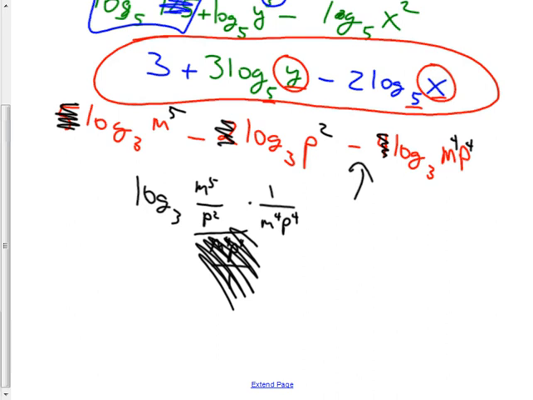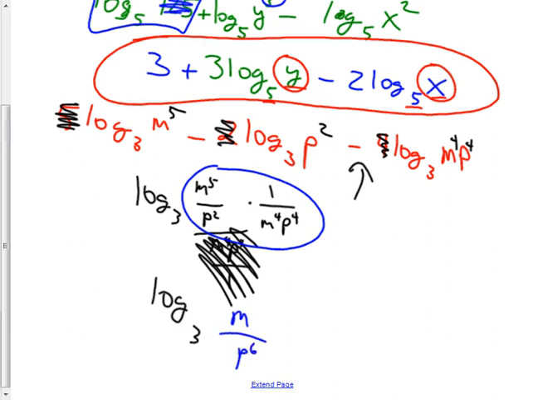Okay, so if you said log base 3 of M to the 5th over P to the 5th, but then I got to do some canceling. Remember, it's expand and simplify and condense and simplify. Do you get that there's some canceling that can be done in there? The M's. So therefore, it's just 1 M left on the top over P to the 6th. There you go.